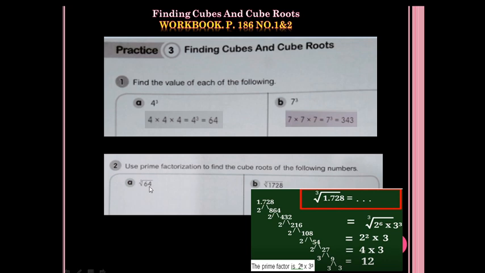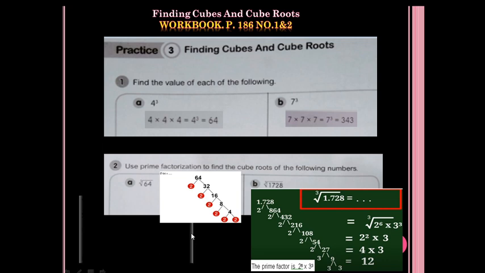The cube root of 64. We have to use prime factorization like this. 64 divided by 2 equals 32. 32 divided by 2 equals 16. 16 divided by 2 equals 8. 8 divided by 2 equals 4. 4 divided by 2 equals 2. So let's count the number of 2s: 1, 2, 3, 4, 5, 6. To the power of 6.